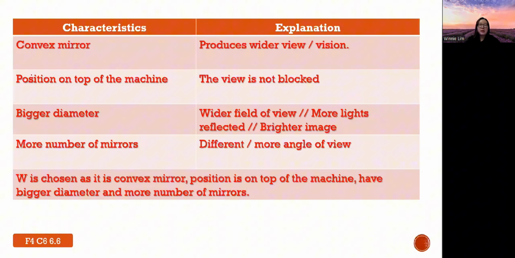So the answer will be, this is the way you need to construct the table. Convex mirror produces a wider view of vision, or wider field of vision. On top of the machine, the view is not blocked. Bigger diameter, wider field of vision. More mirrors, different or more angles of view. Lastly, we say W is chosen as it is a convex mirror, its position is on top of the machine, and it has a bigger diameter and more number of mirrors.